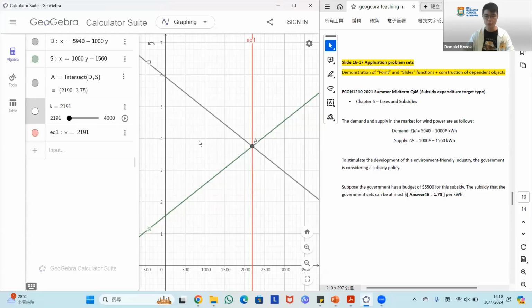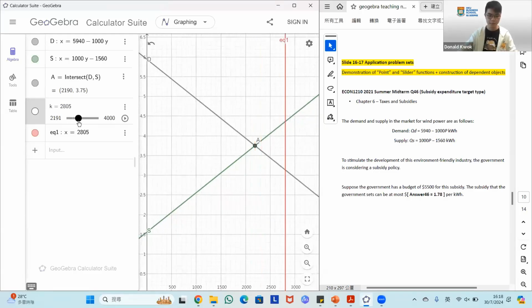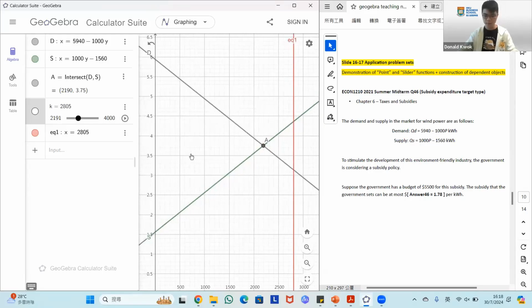A question here for you. What is the area of subsidy expenditure from the diagram? It is actually the rectangle shown here, as the subsidy expenditure if we have a per unit subsidy of this amount. Therefore, the objective is to draw a rectangle using the Polygon function here such that we can move the slider and observe the target subsidy expenditure.